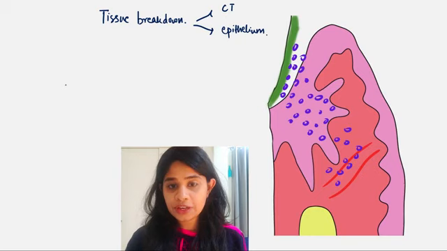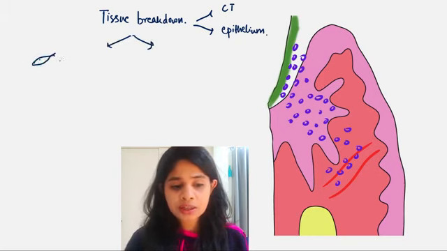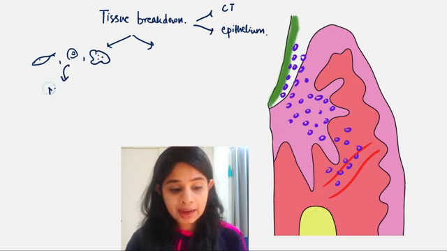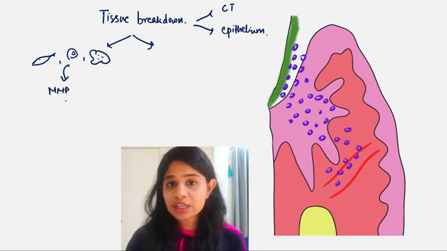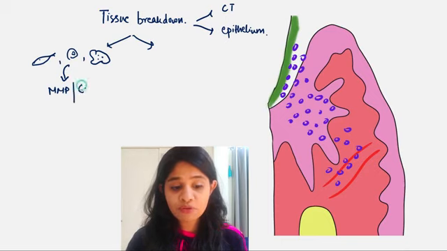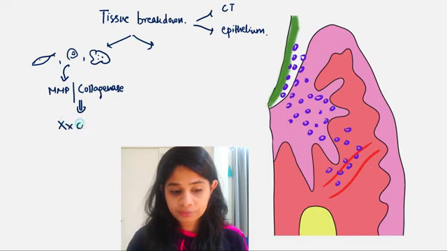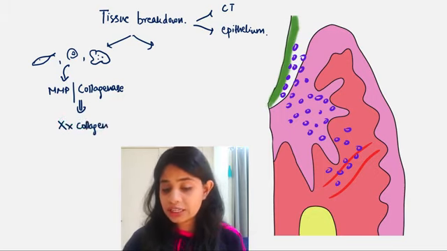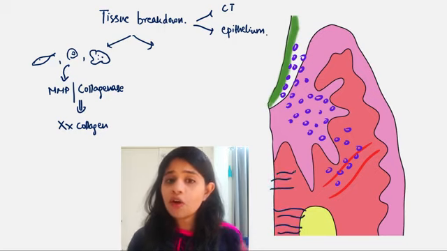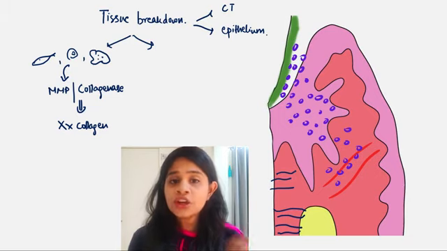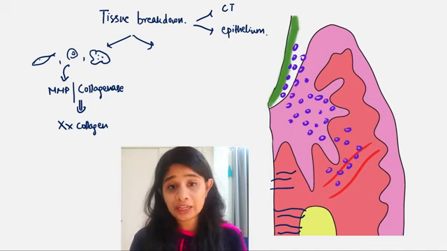So during the process of inflammation, the fibroblasts, the PMNs, and macrophages release something called MMP. So MMP is matrix metalloproteinase. It is a type of collagenase and helps in the destruction of collagen. As we know, the connective tissue is made up of many fibers. So we have the periodontal ligament fibers, we have the gingival group of fibers. These are all made up essentially of collagen.